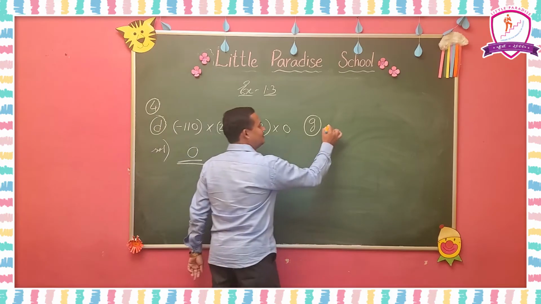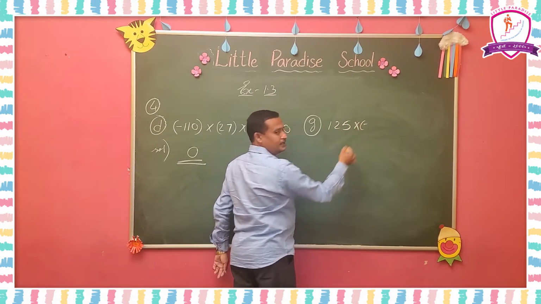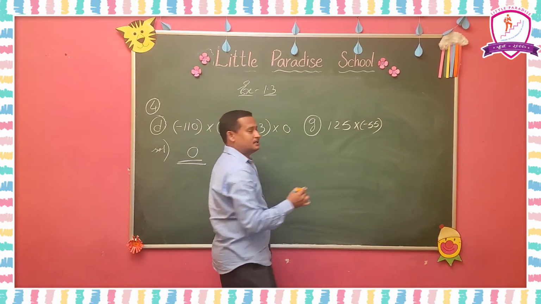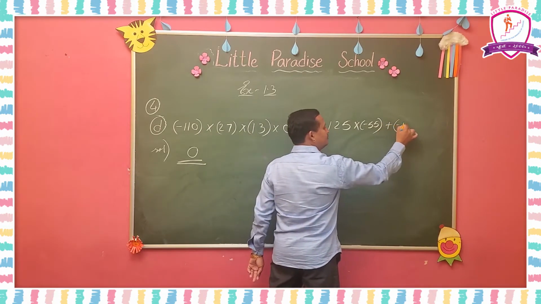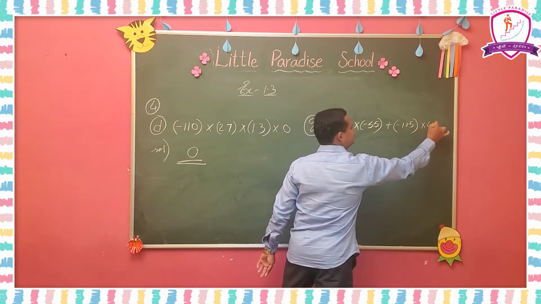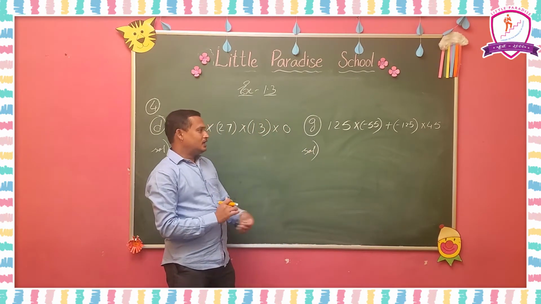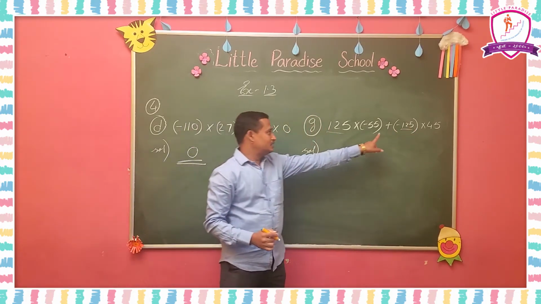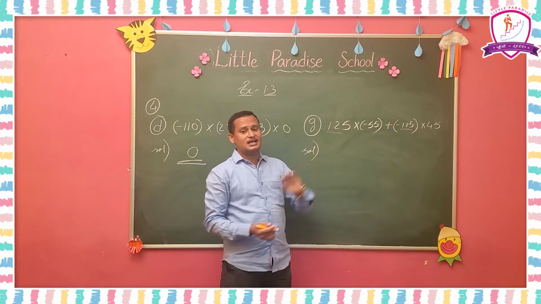The G sum is given like this: 125 into minus 55 and next plus minus 125 into 45. The question is given like this. Here you can observe 125 is common in both terms. Two terms are there, plus is there, no? Before the plus is one term, after the plus is one term.